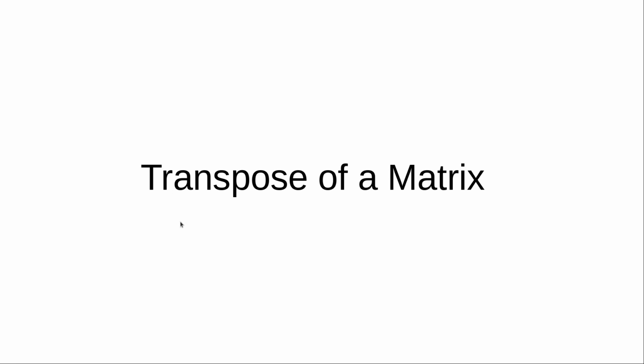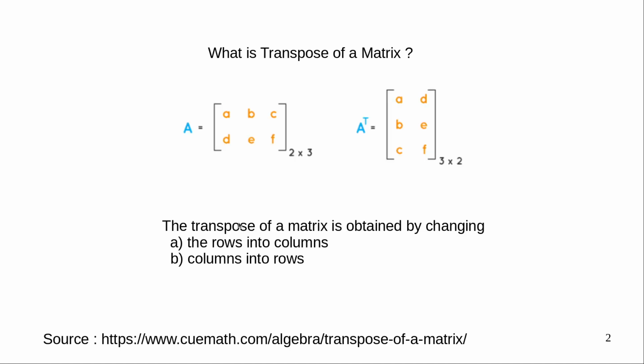Now we'll see how to find the transpose of a matrix using a C program. First, let's try to understand what a transpose of a matrix is. Say we have a matrix A with elements A, B, C and D, E, F. Here we can see that the matrix is a 2 by 3 matrix, that is, it has 2 rows and 3 columns. If you find the transpose, it becomes a 3 by 2 matrix, that is, it has 3 rows and 2 columns.